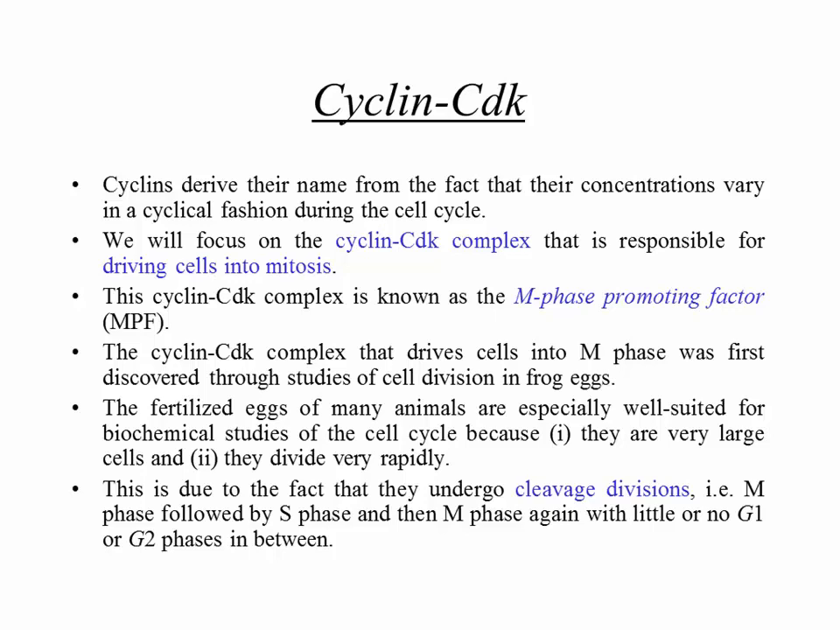And they also divide very rapidly. Why? Because, as I said before, the first few divisions of a fertilized egg are cleavage cell divisions where there's no G1, G2. So it happens very fast, okay? Replicate DNA, divide, replicate DNA, divide, and so on.